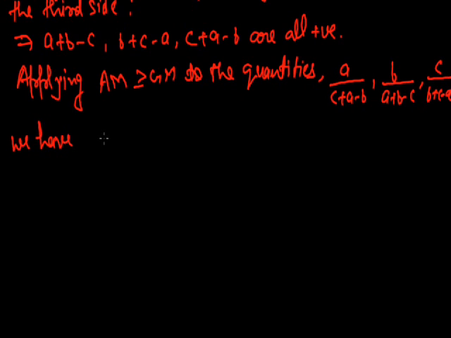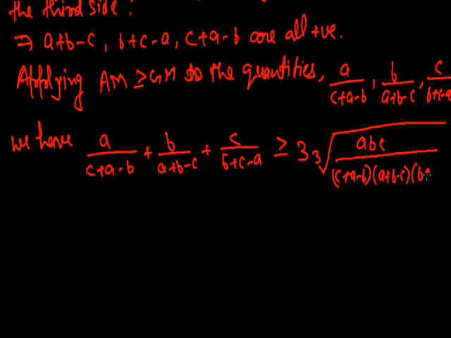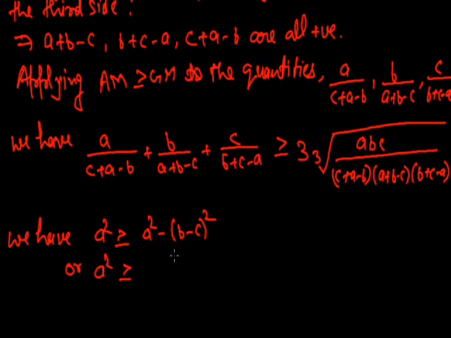We have, by AM greater than or equal to GM, A upon C plus A minus B plus B upon A plus B minus C plus C upon B plus C minus A is greater than or equal to 3 into cube root of the product of these three quantities, that means ABC whole upon C plus A minus B, A plus B minus C and B plus C minus A. We have A square is greater than or equal to A square minus B minus C whole square, or A square is greater than or equal to A plus B minus C into A minus B plus C.